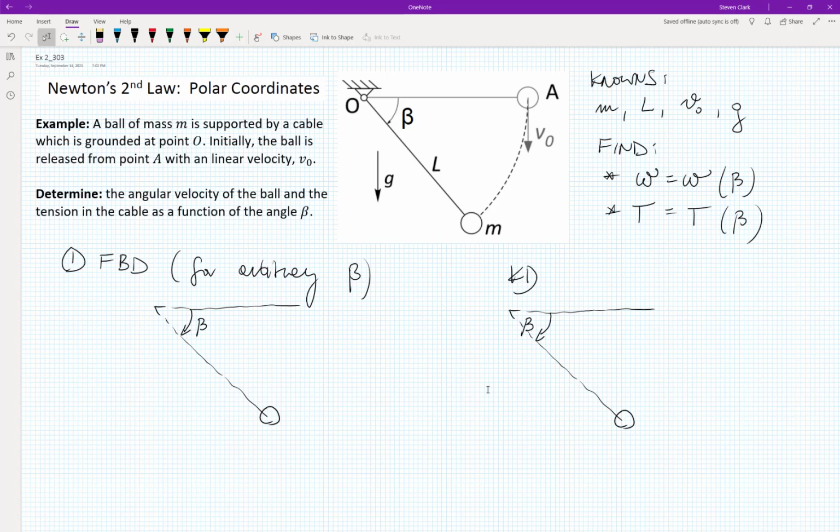So what forces act in our system? mg is reserved for me. And is there any other force? Yeah, tension in the cable, pointing this way. Okay, there are no other forces acting on our system.